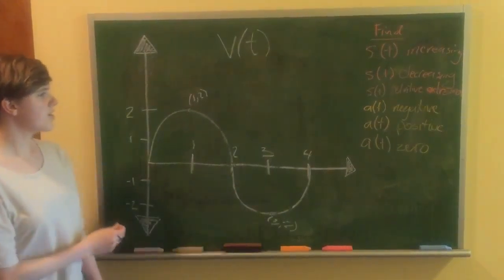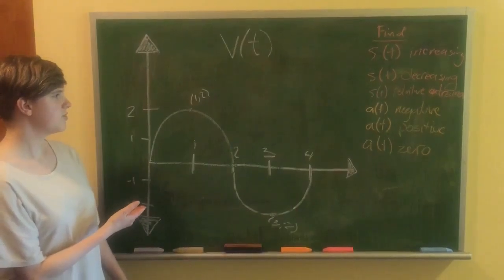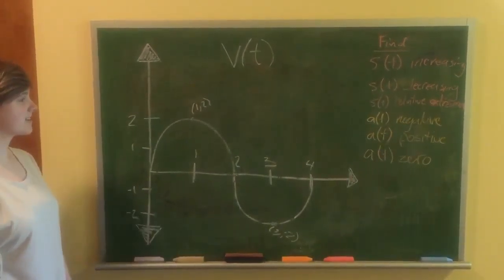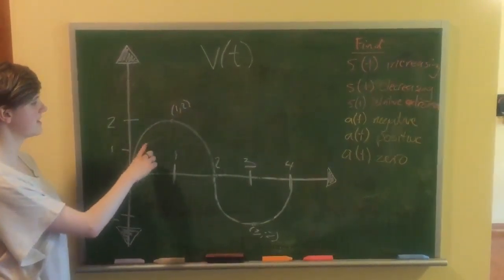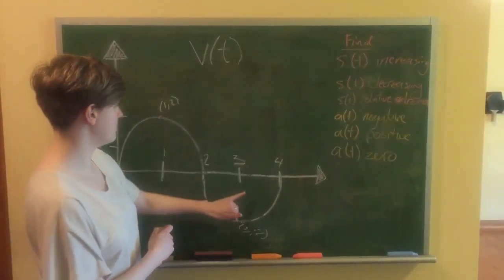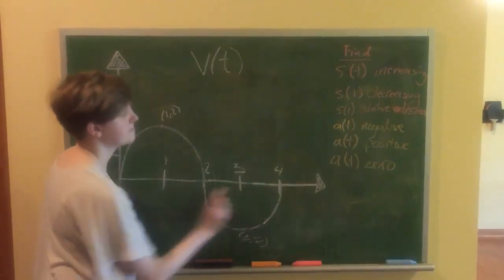Our next question would be where a of t, or acceleration, is positive, which would be where our velocity is increasing. Acceleration is positive from 0 to 1 because the velocity is increasing. It is also positive again from 3 to 4 because the velocity is increasing once again.